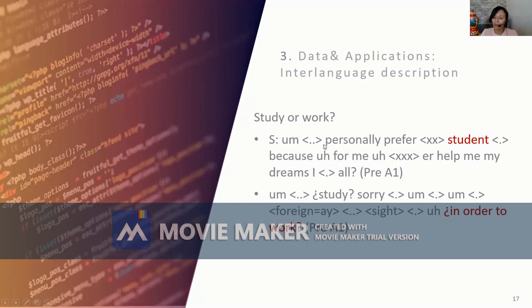And as you can see, they contained a lot of pauses. These dots are pauses, and some parts we didn't understand in transcription, and they are using interjections and isolated words mainly. And in this first sample, what I found interesting is the use of student instead of study.